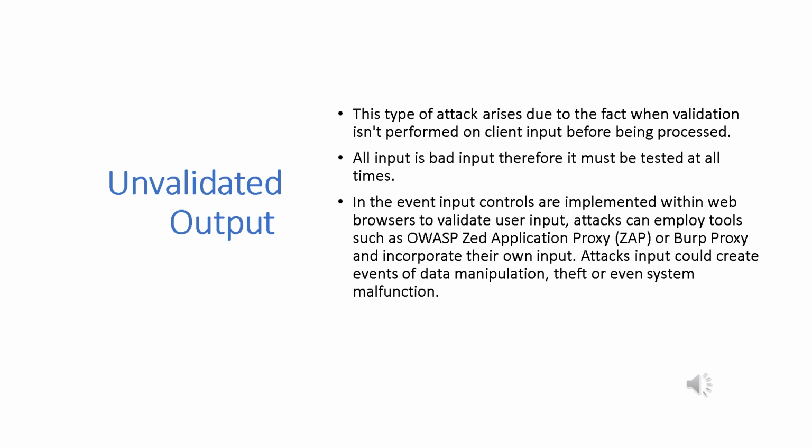Unvalidated output. This type of attack arises due to the fact when validation isn't performed on client input before being processed. All input is bad input, therefore it must be tested at all times. In the event input controls are implemented within web browsers to validate user input, attackers can employ tools such as OWASP ZAP (Zed Attack Proxy) or Burp Proxy and incorporate their own input. Attacks input could create events of data manipulation, theft, or even system malfunction.